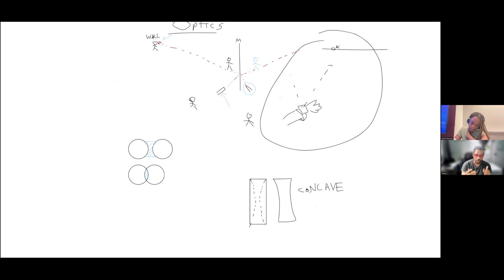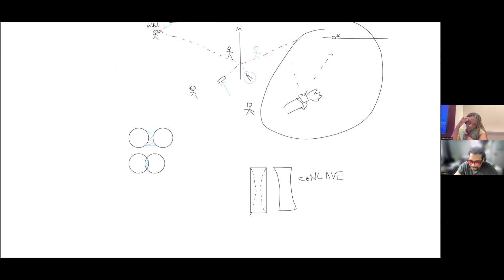So if we start with a regular rectangle and we make holes in it, we can get a concave shape, which in other words would mean that it's thinner in the center compared to at the ends. And then this one would be convex, right? Yes, and that's where it's thicker in the center.